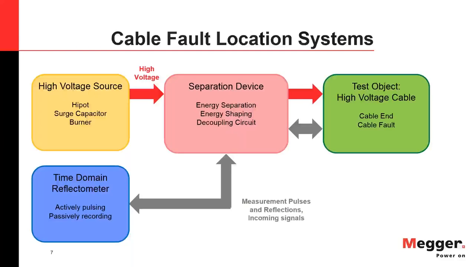And it depends on the equipment if these components are integrated, so you just see pretty much as a user one enclosure, or if these components are separated into three or two different boxes, so to speak, pieces of equipment. You will always have, for any cable fault location, a high voltage source. Then on modern fault location equipment, you will have a TDR and a separation device.